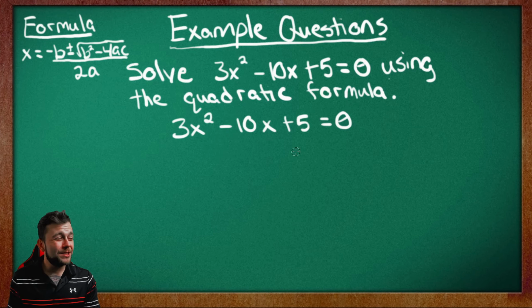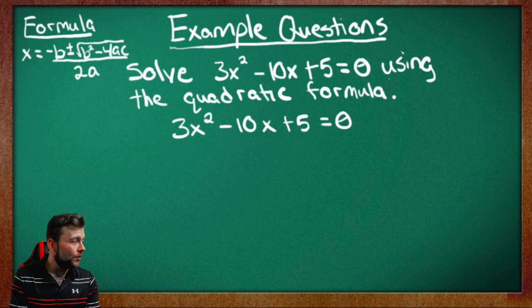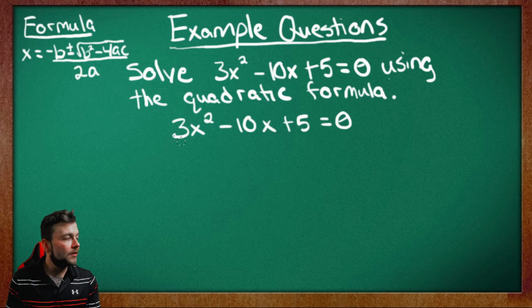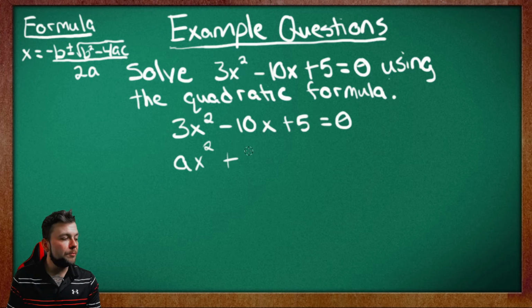Okay, so solve 3x squared minus 10x plus 5 equaling 0 using the quadratic formula. 3x squared minus 10x plus 5 equals 0. When you solve it, it has to be equaling 0. If you remember the formula, it is ax squared plus bx plus c equals 0.